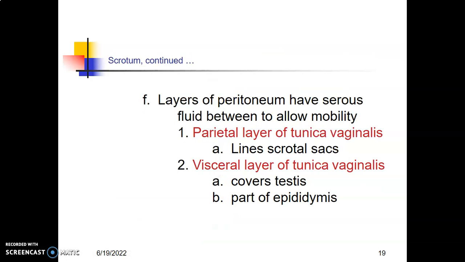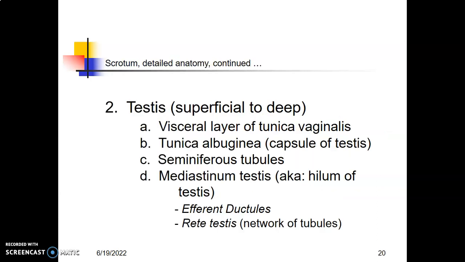So the layers of peritoneum allow mobility. So you have the tunica vaginalis that has a parietal and visceral layer. The parietal will line the scrotal wall, while the visceral layer actually lies on the testis and epididymis covering. So the testis has the visceral layer of the tunica vaginalis covering it before you get to the capsule of the testis, which is called the tunica albuginea.